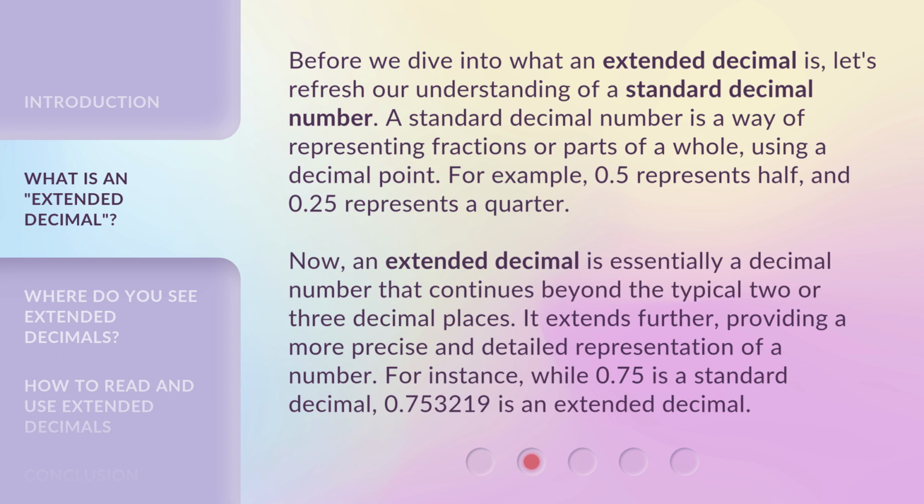Now, an extended decimal is essentially a decimal number that continues beyond the typical 2 or 3 decimal places. It extends further, providing a more precise and detailed representation of a number. For instance, while 0.75 is a standard decimal, 0.753219 is an extended decimal.